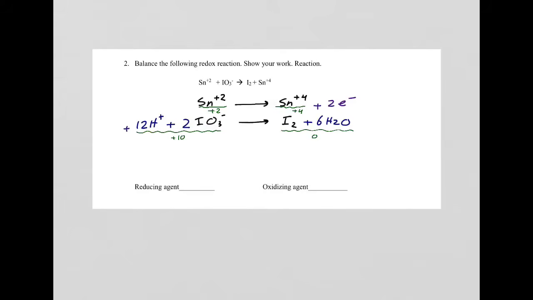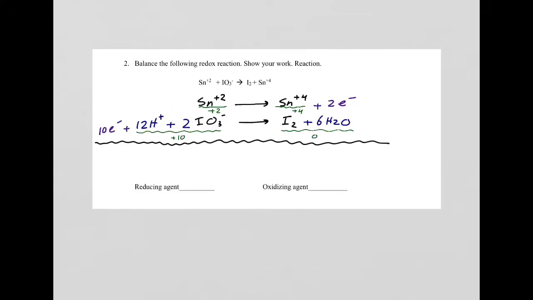Now, how many electrons do I add? I have 10 over here. I have 0 over here. Remember, the whole point is you want the charges to match up. So I want to add 10 electrons to this side, because if I do that, plus 10, minus 10, 0, it would match up. All right, beautiful. So we balanced the charges too.